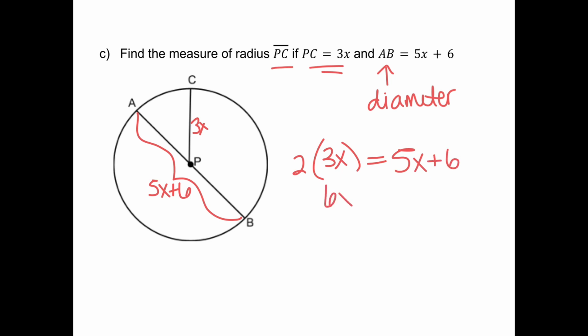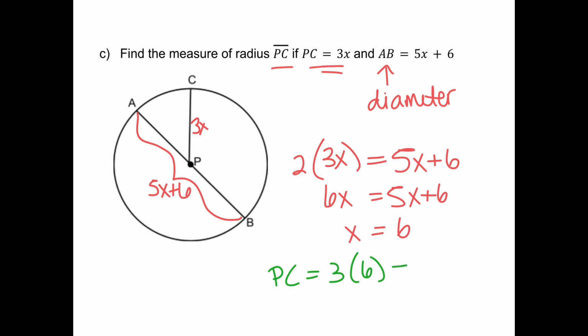So we're just going to take this and simplify this algebraically. Subtract 5x from both sides, we get x equals 6. So then to find PC, well, PC is 3x, which is 3 times 6, so it's 18. So PC, this length of the radius here, is 18.